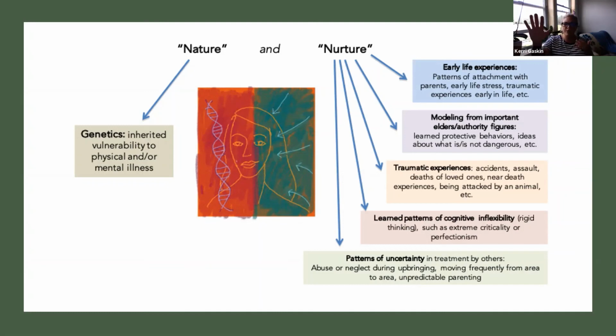So here on the right-hand side of my screen, I think it's the same on yours, is a list of some of the most common risk factors for anxiety. So you have a look at your early life experiences, modeling, traumatic experiences, learned patterns of cognitive inflexibility, patterns of uncertainty. These would be those risk factors in the nurture end of things. And then the genetics would be the inherited vulnerability.